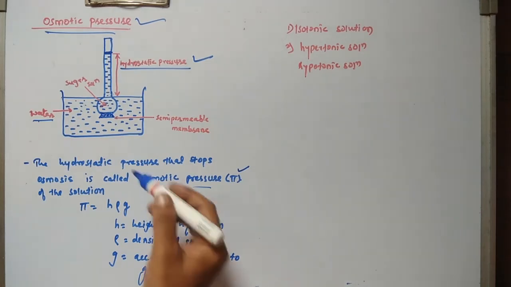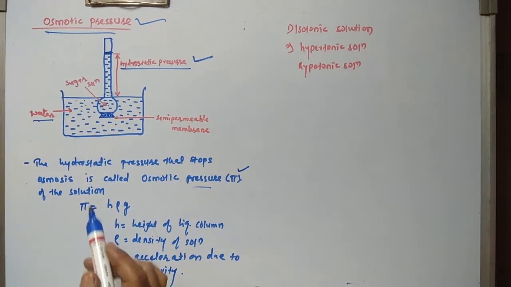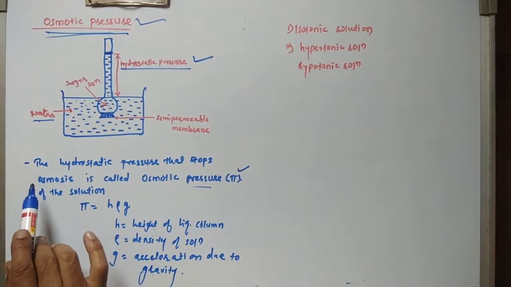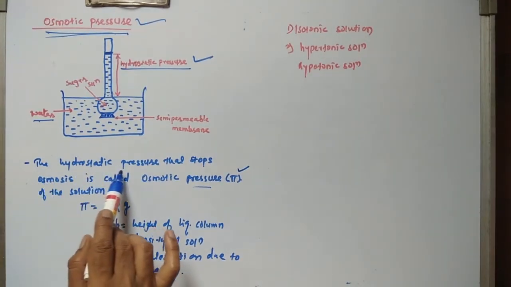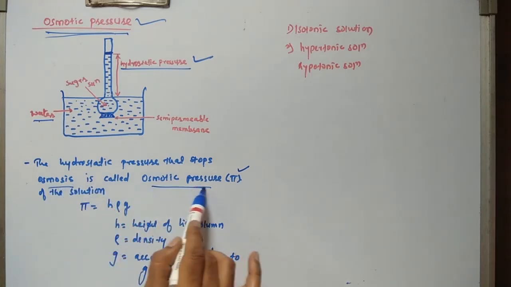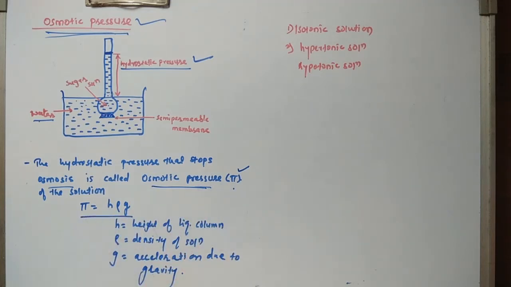Okay, so this is osmosis: osmosis and osmotic pressure. Now how can you define osmotic pressure? The hydrostatic pressure that stops the osmosis is called osmotic pressure, denoted by pi, and pi is equal to h rho g.